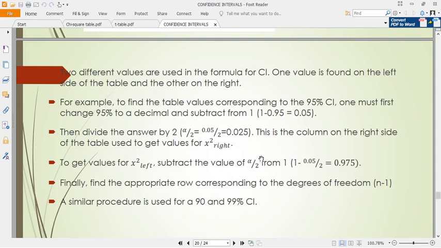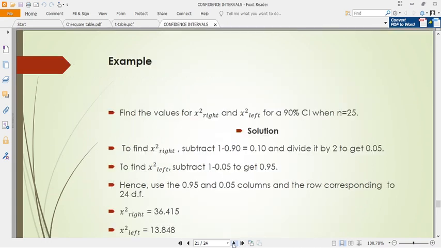So still when we go to our chi-square table, we look for this value, and then where it corresponds with the degrees of freedom of interest will be our value for x squared left. So finally we find the appropriate row corresponding to the degrees of freedom. So a similar procedure can be done for 90% and 99% confidence level.